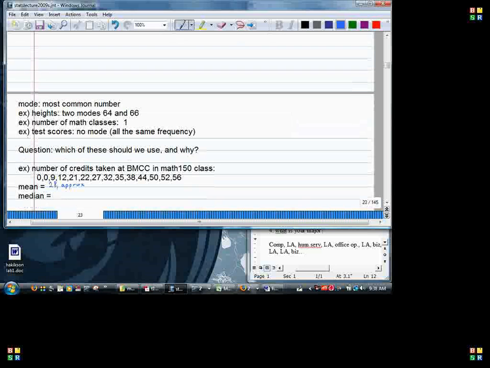What about the median? Median we can figure out, not too much trouble. How many numbers are there? Okay. So if there are 14 numbers, what do we do? Right. That's right.